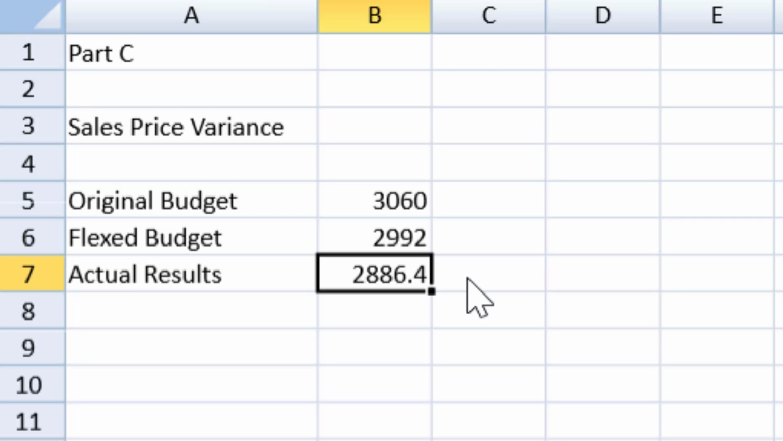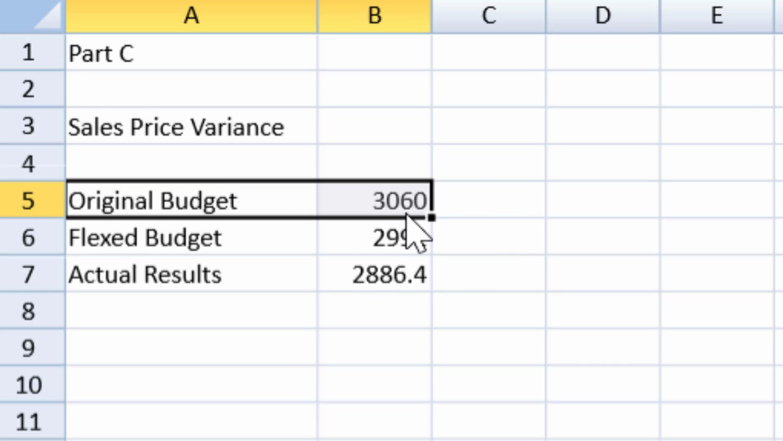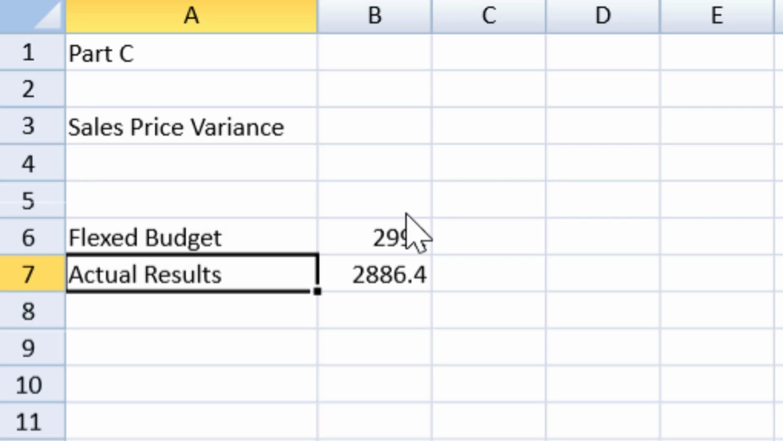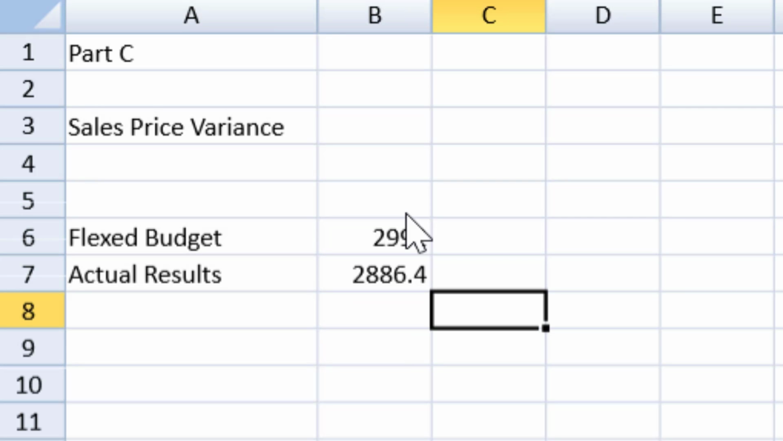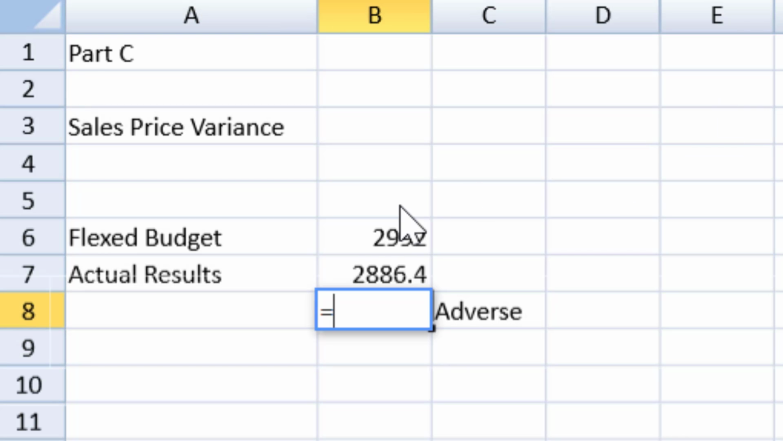Now, the sales price variance, we're going to go from flexed to actual because we want to ask the question, when we sell 176 units, we should get 2992 in revenue, but we did get 2886.4. So for the sales price variance, I don't need that original budgeted sales right now. We're only going flexed to actual. We know we sold at a lower price, so I will now label that variance as adverse. And that variance will be the difference between the flexed and the actual.